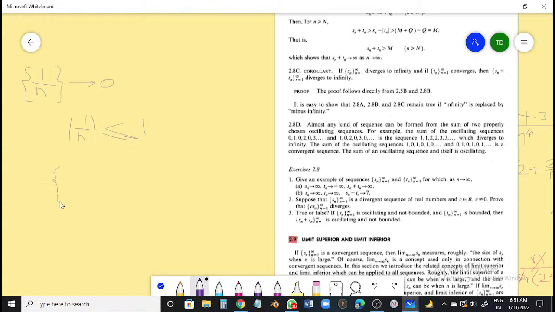You may deal with the sequence minus 1 raised to n. What is this sequence? It contains the terms like minus 1, 1. If you put n equal to 1, this is minus 1. N is 2, it will turn plus. N is 3, minus 1. N is 4, plus 1, and so on. So we can see the sequence is bounded. All the values are smaller than 1.